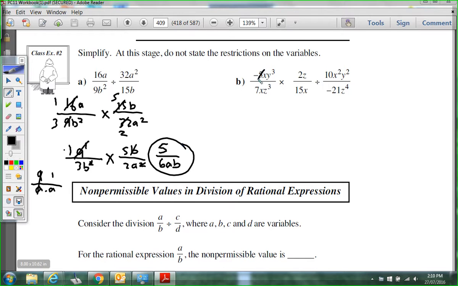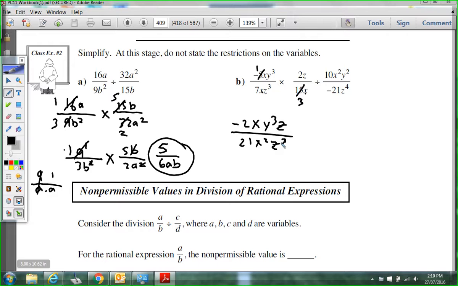So I'm going to take the 5 down, the 15, so that's going to be a negative 1 and a 3. So negative 1 times 2 is a negative 2, x, y cubed, and then z. Okay, the bottom is 7 times 3, so that's going to be 21. x times x is x squared, z cubed. Okay, so now what can we simplify here?